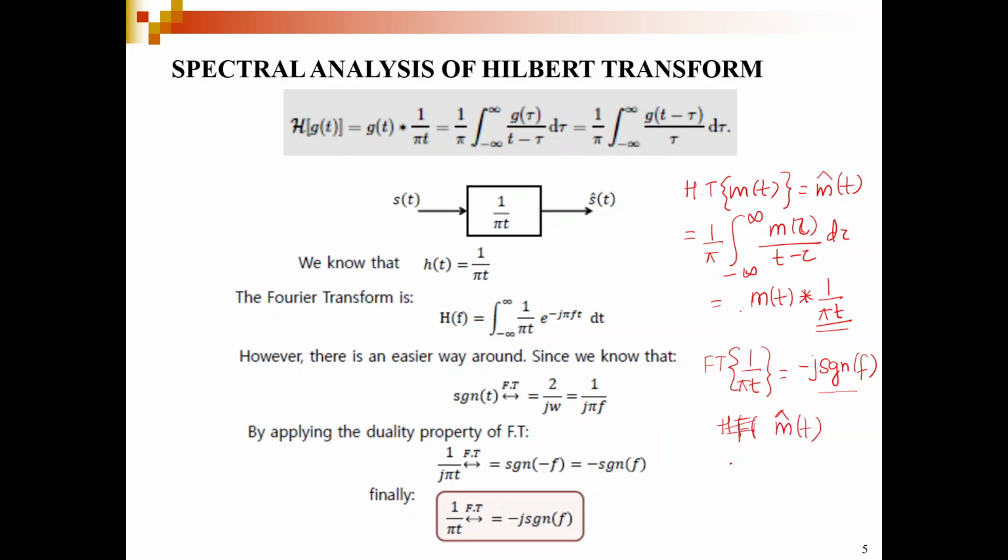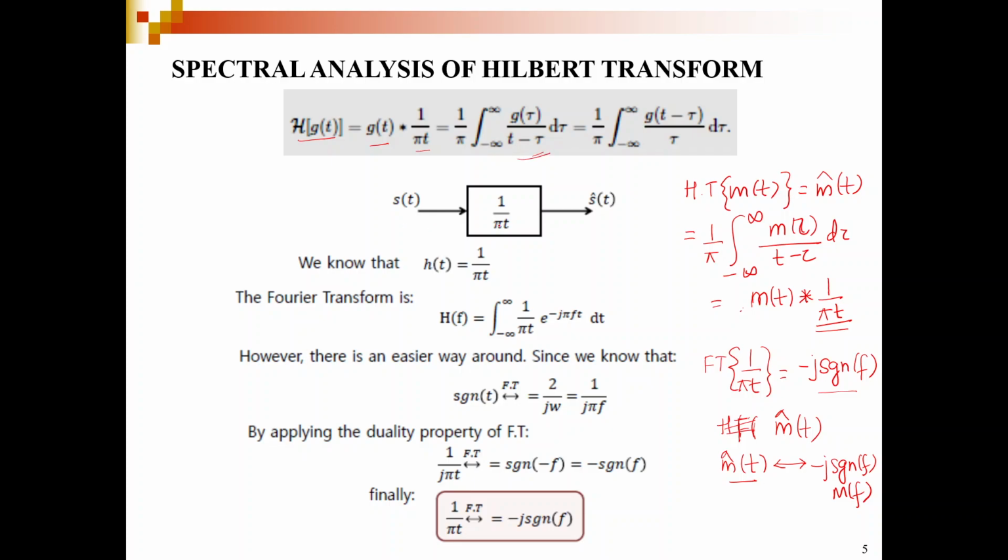If we take the Fourier representation of this Hilbert transformed signal, then we are going to get minus j into signum of f into the transform of the original signal, M of f. So how is that there? You can see over here the Hilbert transform of g of t is nothing but the convolution of the signal g of t with 1 over pi t, and if you write the convolution in its integral form, you are going to get this expression.